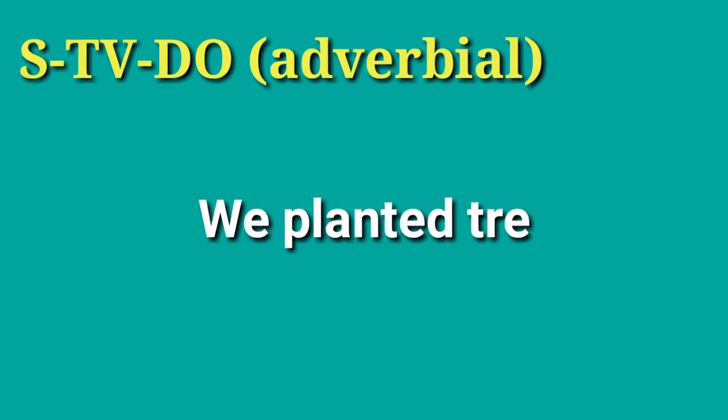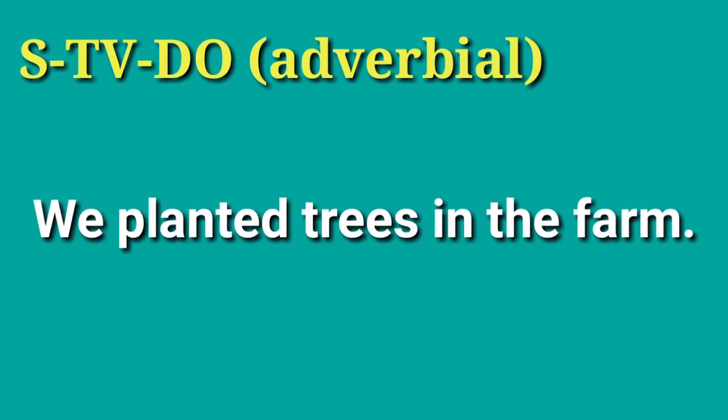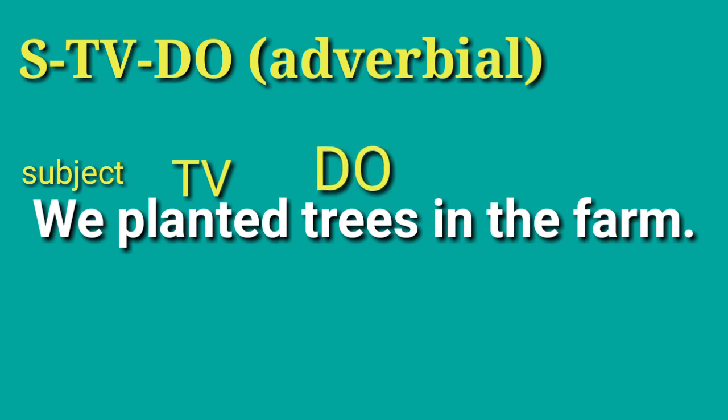Let's have this example. First, let's have S-TV-DO and then adverbial. We planted trees in the farm. Who planted trees in the farm? We. So we is our subject. Planted is our TV or verb. What did we plant in the farm? Trees. Therefore, trees here is the direct object. In the farm here is an adverbial answering the question where, and in the form of a prepositional phrase.